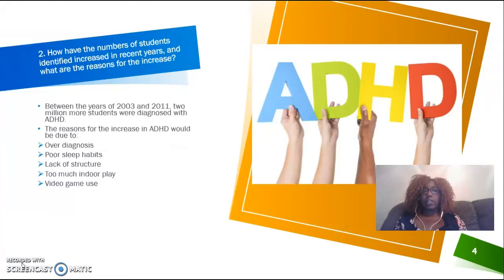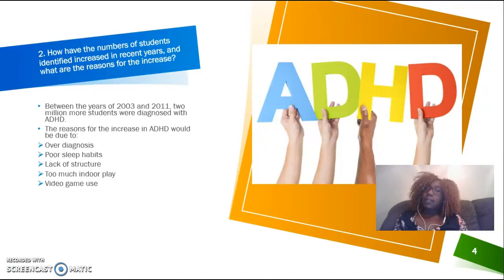Our second slide here. How have the numbers of students identified increased in recent years, and what are the reasons for the increase? So between the years of 2003 and 2011, 2 million more students were diagnosed with ADHD. I believe it started in 2003, and then I think it went up to 2007, and then 2011. It all showed percentages. I think in 2007 it was at 9.5%, and then in 2011 it went to 11%.